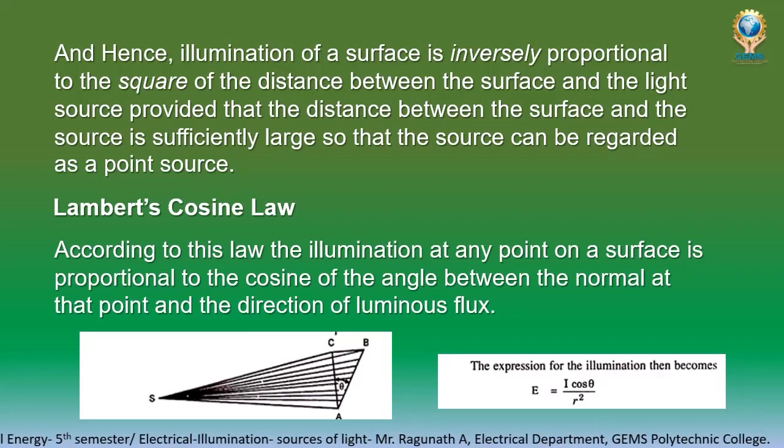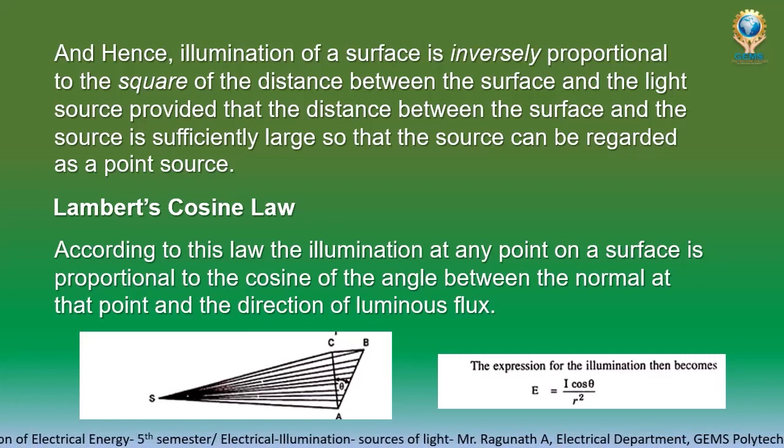Yeah, here it is given very clearly. As it is given, illumination of a surface is inversely proportional to the square of the distance between the surface and the light source, provided. So depending upon the surface, the illumination will be reduced, or you will get enough illumination.